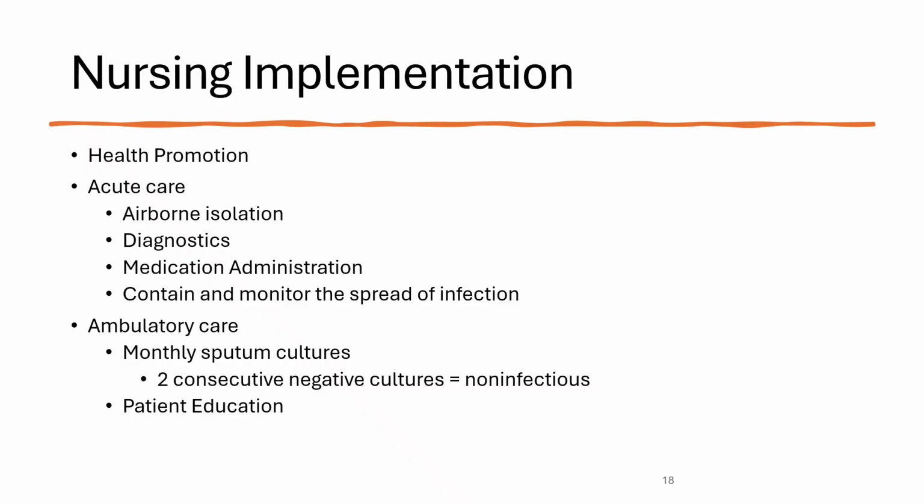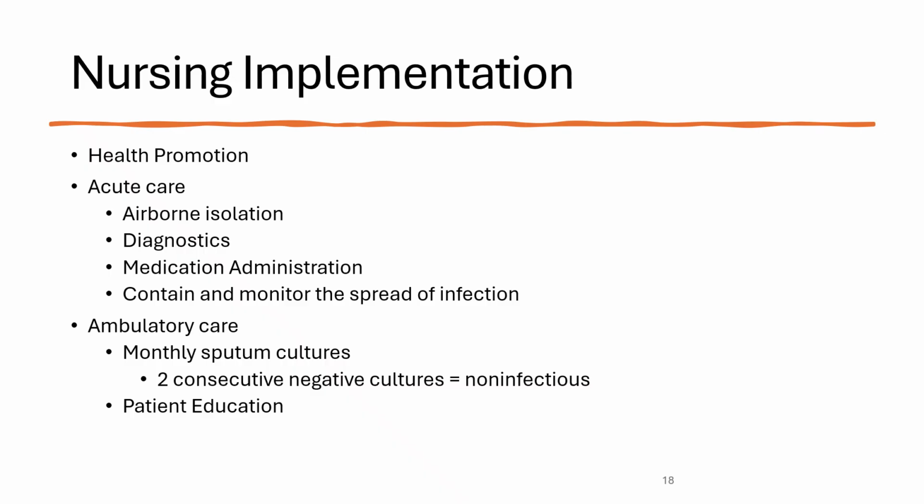Identify and screen close contacts. When they go home, they may go home even if cultures are positive. Monthly sputum cultures, 2 consecutive negative cultures equals non-infectious. Teach patient how to minimize exposure to others. Teach them the importance of adherence to the patient and caregiver, like make sure that they are washing their hands, and that they're doing the things to ensure that they're not infecting anybody else, and that they are taking care of themselves as well, making sure the medications are being taken the way that they should be.